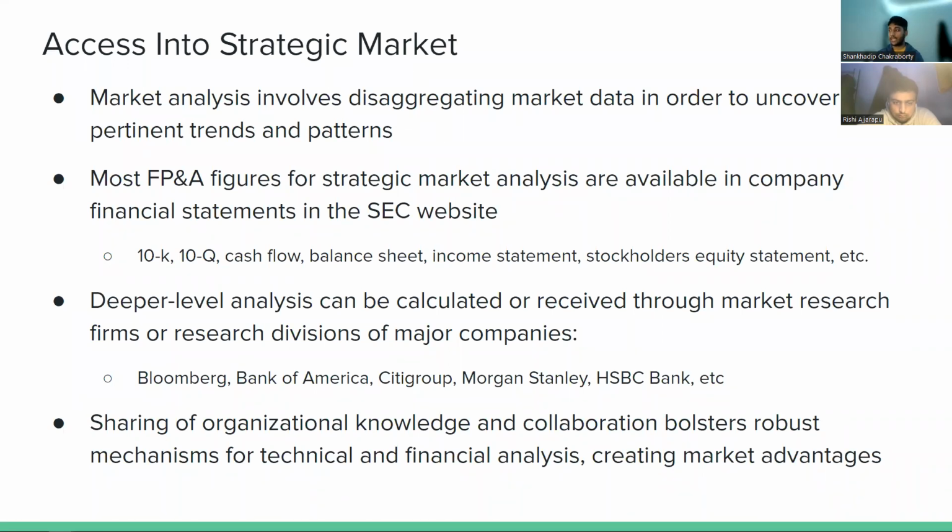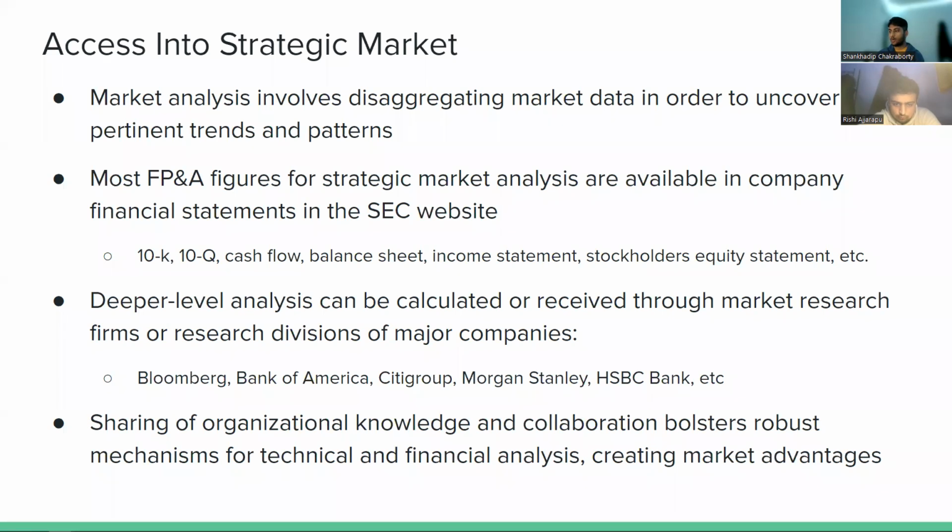Deeper level analysis can be calculated or received through market research firms or research divisions of major companies. Like I said, this can be company specific as well. Usually you could find these on websites of Bloomberg, B of A, from my personal experience, Citigroup, Morgan Stanley, HSBC. I'm mainly listing banks here. There's only Bloomberg, which is not a bank, it's a tech company. But all these companies are some examples of companies that make their data public for everyone to view, because they're a public company.